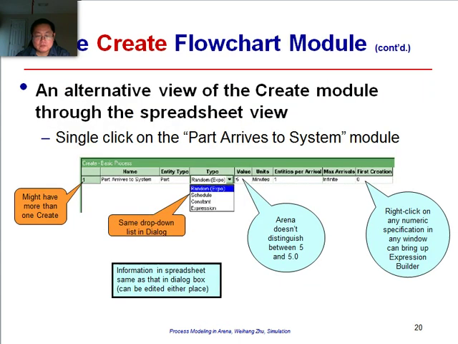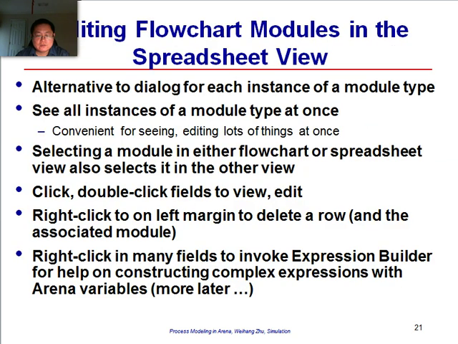The same information we saw in the dialog box in the previous slide is also shown in the spreadsheet view. You can either use the dialog box or the spreadsheet view to change a parameter. In the spreadsheet view, you can select a parameter or double-click a parameter to edit it. If you right-click on some parameters, you may see extra options such as Expression Builder, which is used to construct complex expressions.